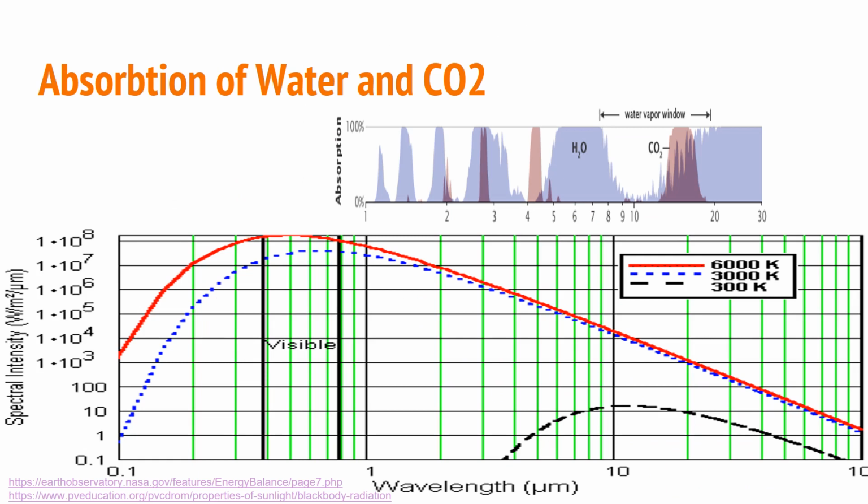Now, here is a picture that goes a little bit more in the detail of the so-called water vapor window. Water does not absorb in this area, but the carbon dioxide is absorbing in this area. So the carbon dioxide is closing a part of the so-called water vapor window. You can calculate all those numbers, how much watt per square meter this effect is.